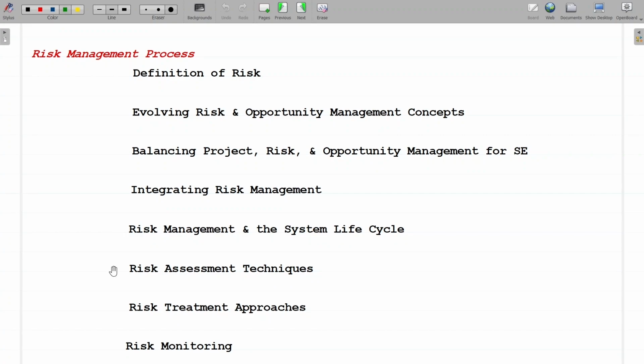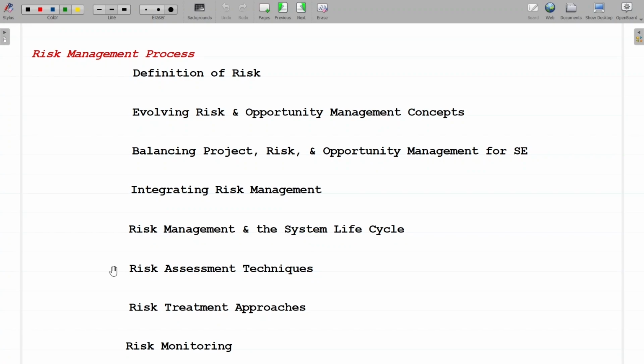Risk assessment techniques. Risk assessment techniques provide details, descriptions, and application guidance for over 30 assessment techniques ranging from brainstorming and checklists to failure mode and effects analysis or FMEA, fault tree analysis or FTA, Monte Carlo simulation, and Bayesian statistics and Bayes nets.